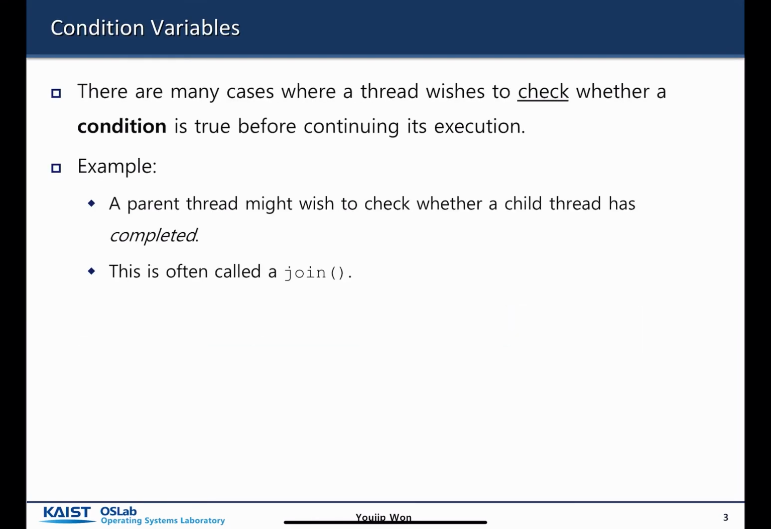Today's topic is condition variable. There are many cases where a thread wishes to check whether a certain condition is true before continuing its execution. The example is the case where a parent thread might wish to check whether a child thread has completed or not. This is often called a join.